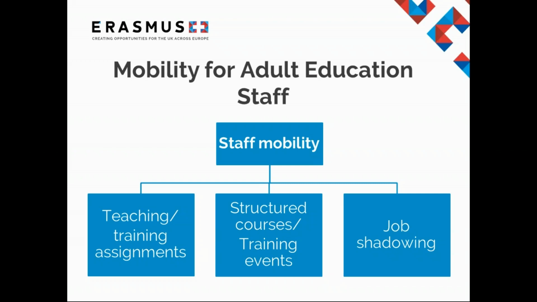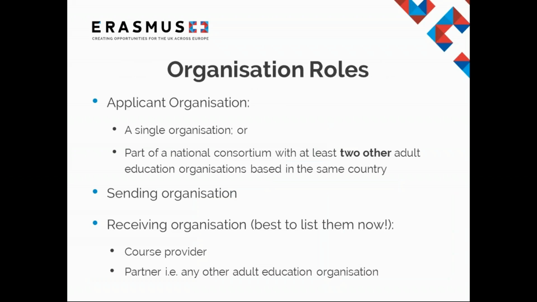Staff must be based in the UK and must undertake their mobility in an eligible organization based in another program country. Funding is not available for UK organizations to receive staff from other organizations. To receive staff from another programme country, the organization sending the participants must apply to the national agency in their own country. It is important to note that Erasmus Plus funding cannot be accessed by individuals, so an organization must apply on behalf of participants it plans to include in the project.